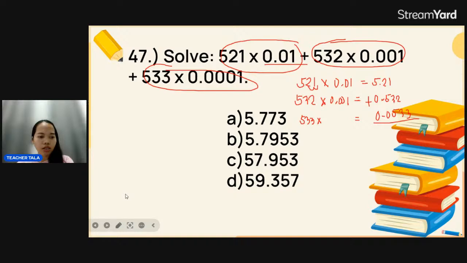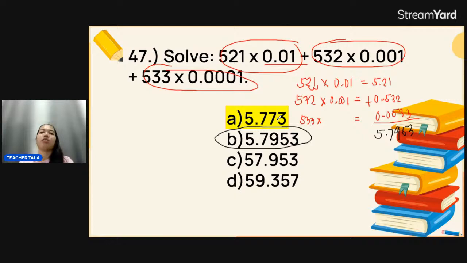Now let's use a different color. Say 3, 5, 6, 9, 7, tapos 5. 5, 7, 9, 5, 3. That's the answer. Uy! Bakit iba yung... Okay, nagkamali po ako dyan. The answer is 5.7953. Okay, letter B po. Letter B po yung answer. So, I think nagkamali lang po yung presentation ko.